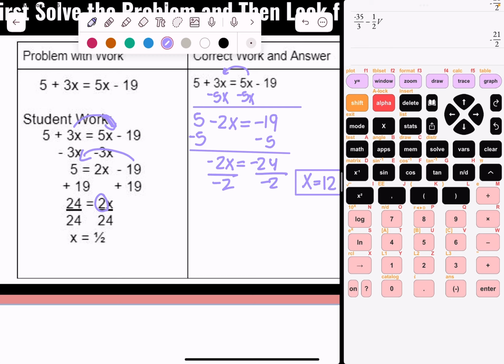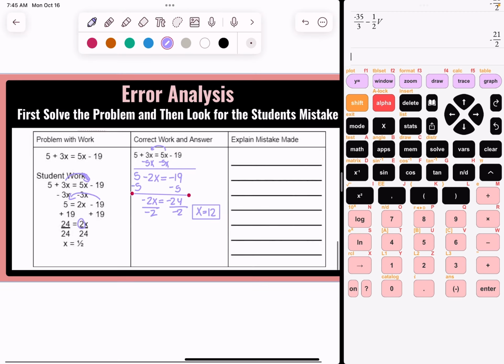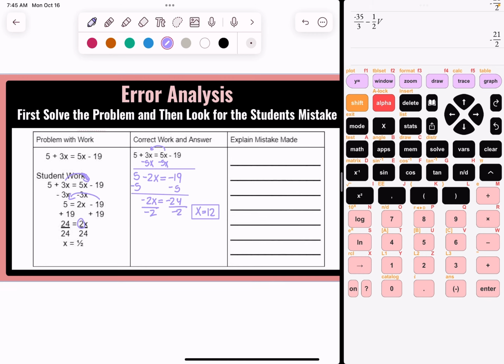So their mistake was always the number attached to x is the number that you're putting at the bottom that you're dividing by. The number next to x is the number that you should see twice. You should see the 2 being divided twice. So explain the step the student made. The student should have divided by 2 to get x. All right.